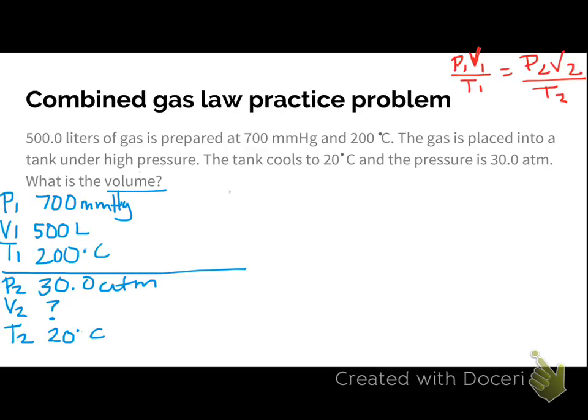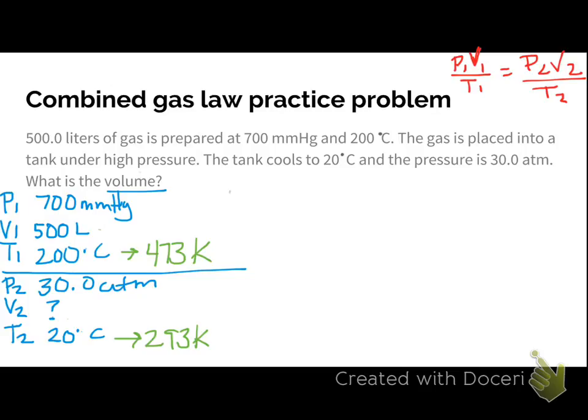Okay, before you start a problem, what should we do? We've got to make sure our units are okay. So what do we know about our temperature? It needs to be in Kelvin. So this is going to give me 473 K. And this is going to give me 293 K. Volume, I'm solving for the volume down here, so we're just going to stick with liters up at the top.